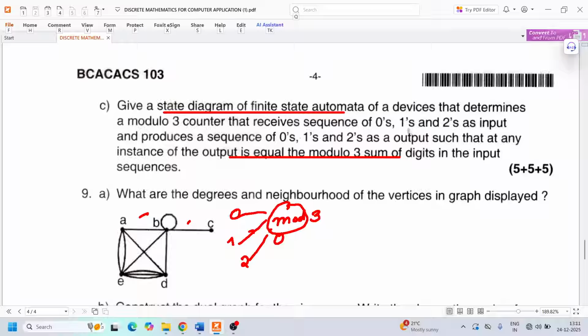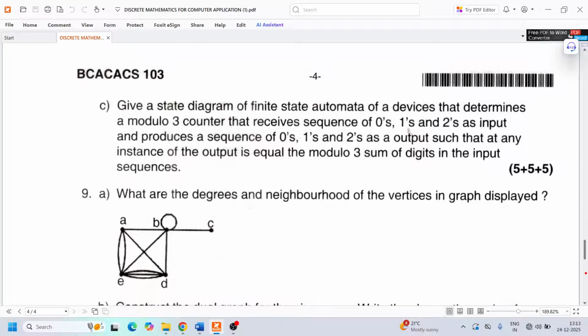Here, if you notice, what is given is a modulo 3 sum of all the 3 digits. So that means if you give the input as 0, 1, 2, it's going to say 0 plus 1 plus 2 divided by 3, and it's going to give you the remainder. You know very well the answer of this is 3. 1 plus 2 is 3. 3 by 3, so the result will be 0.